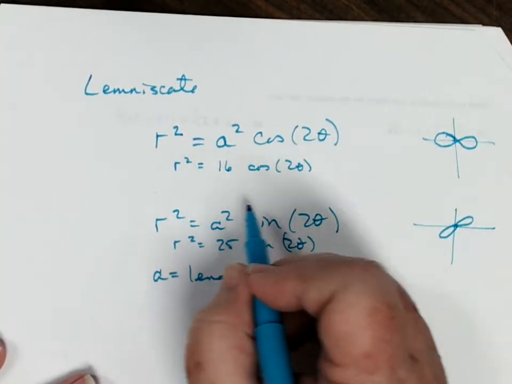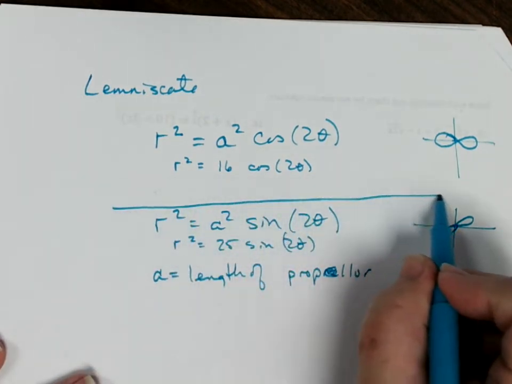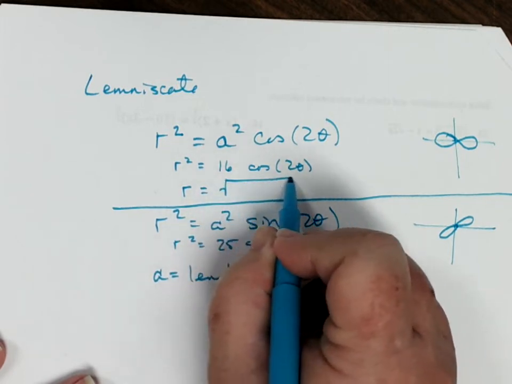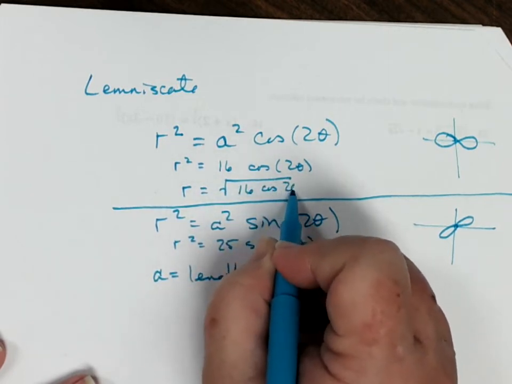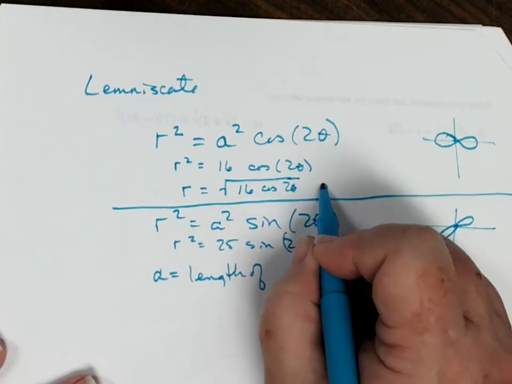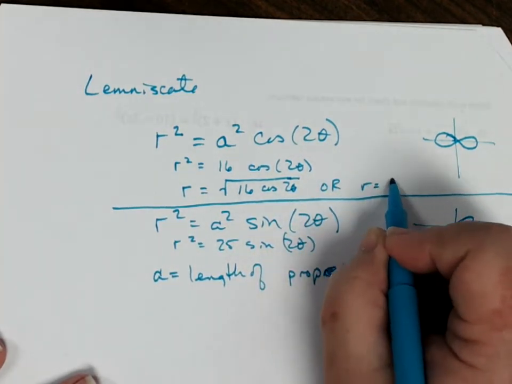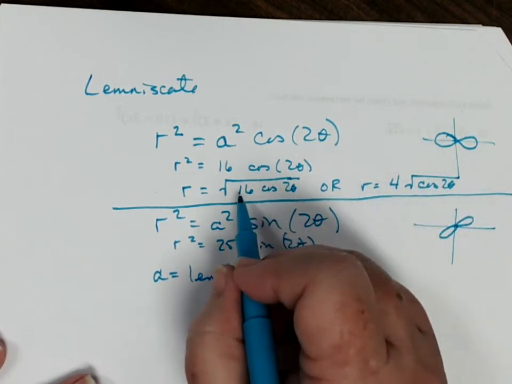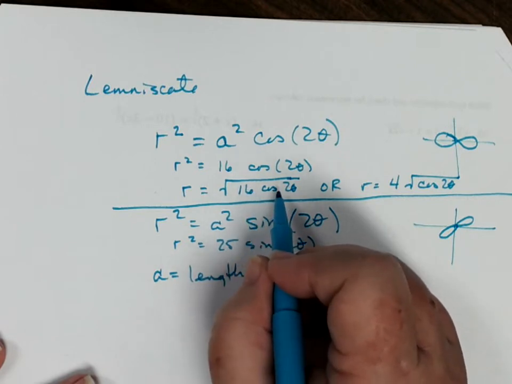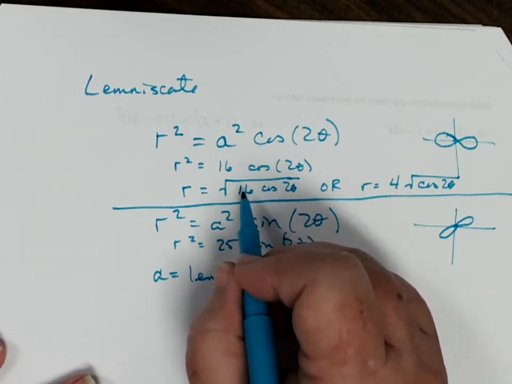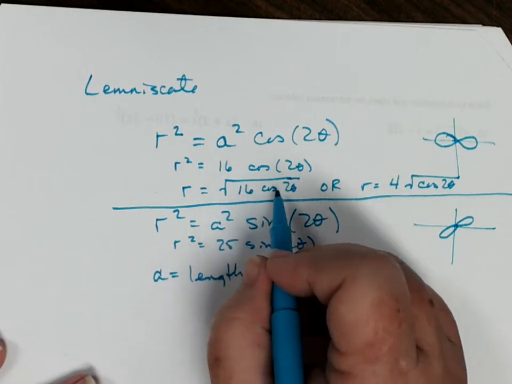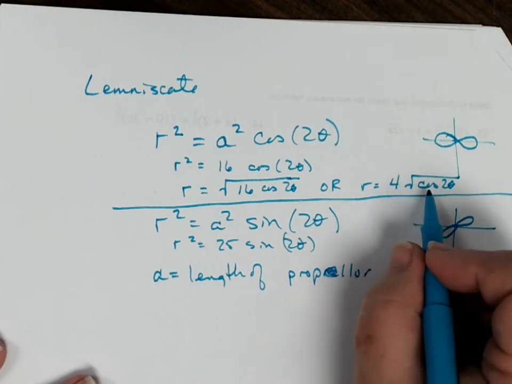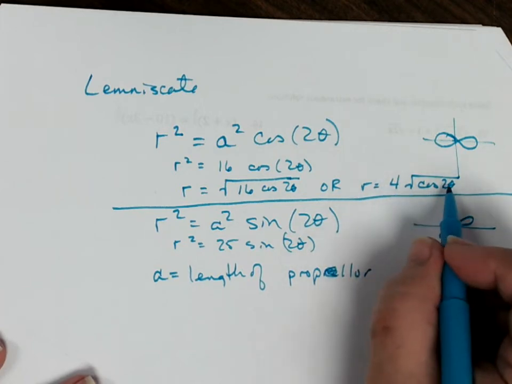But how am I going to enter this in the calculator? Because you will eventually get to graphing in the calculator. You can enter it as R equals the square root of 16 cosine of 2 theta, or R equals 4 times the square root of cosine of 2 theta. Now let's look at where that came from. We know that the square root of 16 times the cosine of 2 theta is equal to the square root of 16 by itself times the square root of cosine of 2 theta. And the square root of 16 is 4. We don't know the square root of cosine of 2 theta, so we would leave it like that.